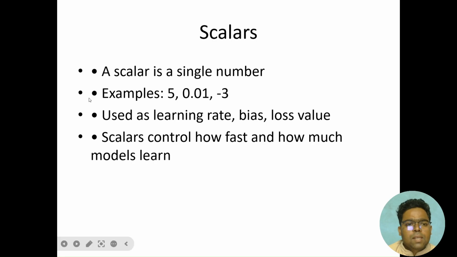First, let's say that is scalar. A scalar is nothing else but a single number, a 0 dimension single number. Examples are 5, 0.01 and -3. This is nothing else but, for example, the learning rate used in a machine learning or deep learning model. You can also see the bias term, or the loss value. If the loss value is too large, that means your model is not predicting well. But if your loss value is quite small, then you can say it is good, right? A scalar controls how fast and how much the model learns.